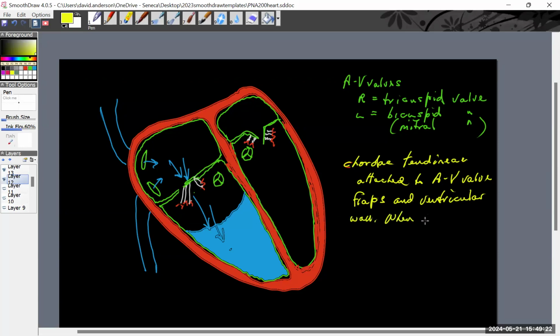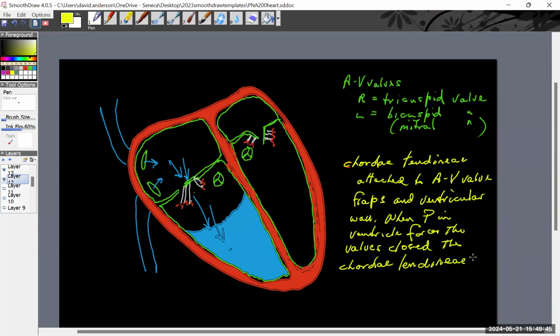When pressure in the ventricle forces the valves closed, the chordae tendineae prevent inversion.